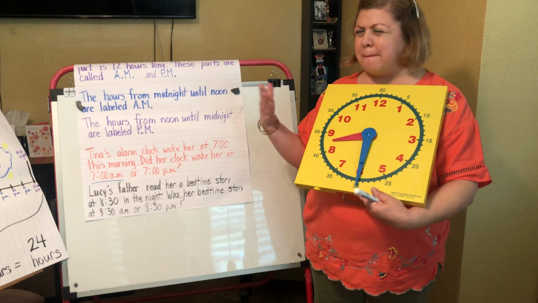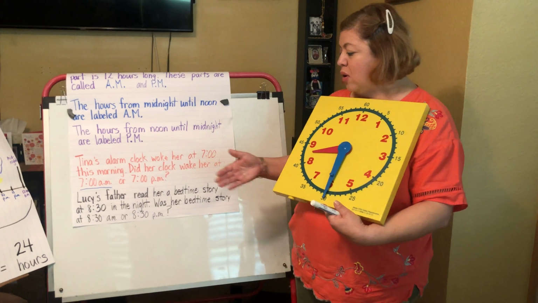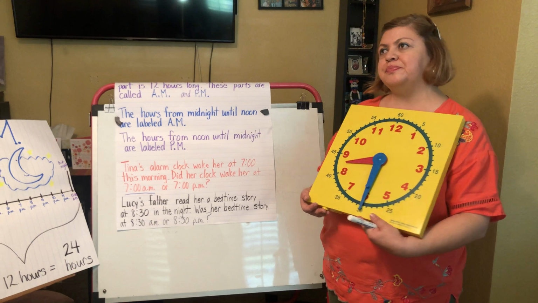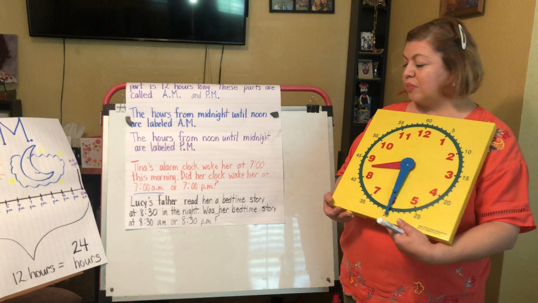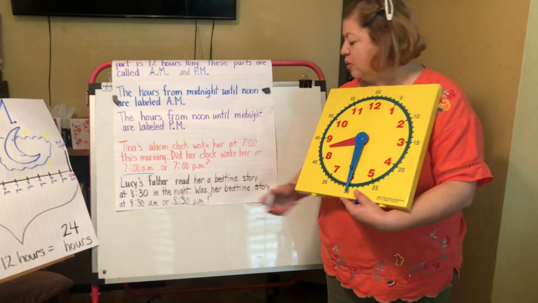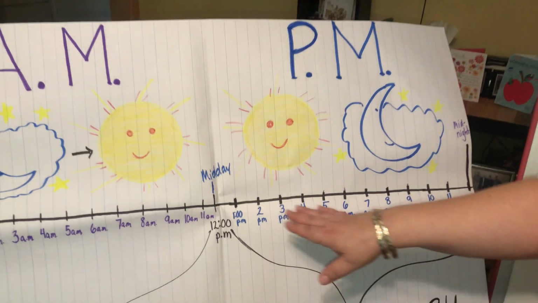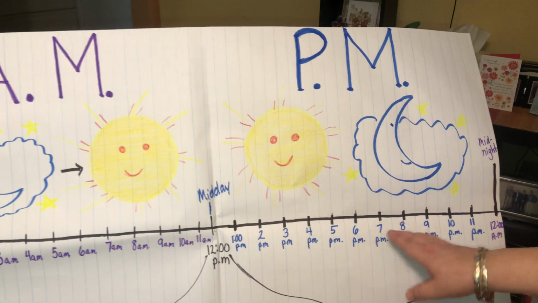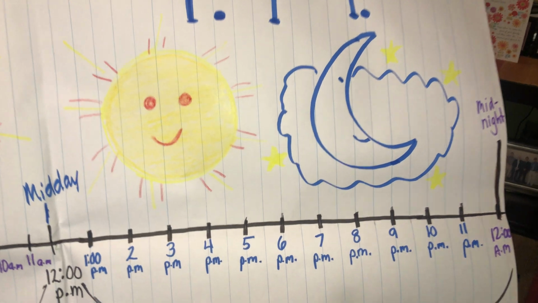It's 8:30 bedtime. Would somebody be going to bed at 8:30 a.m. or 8:30 p.m.? Think about that, boys and girls. 8:30 a.m. or 8:30 p.m.? If you said 8:30 p.m., you are correct. Let's look at our chart just to prove it to you. Okay, so I know 8:30 would be somewhere here, and that's morning. So 8:30 p.m. would be over here, where it is nighttime, and that's when we go to bed.